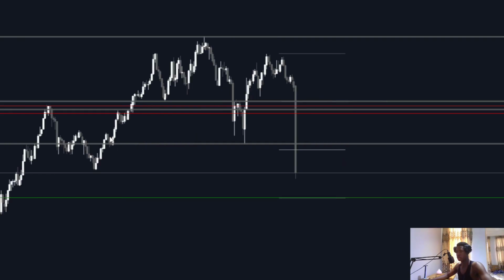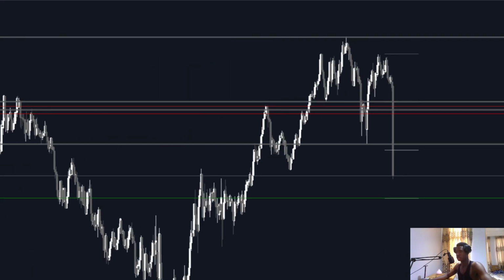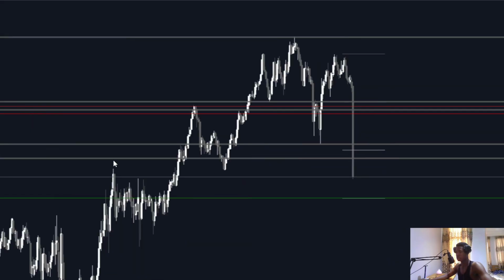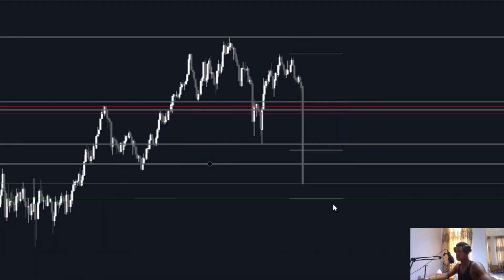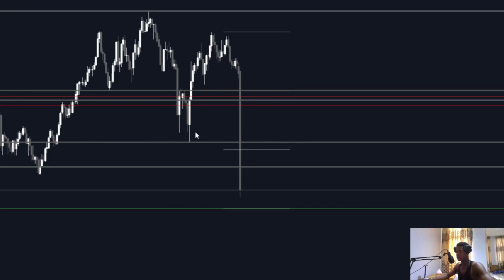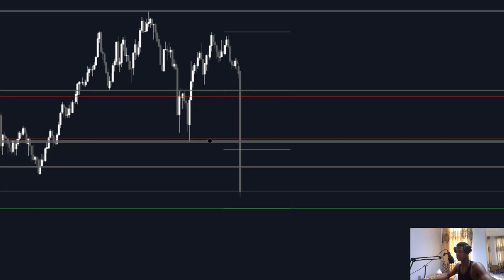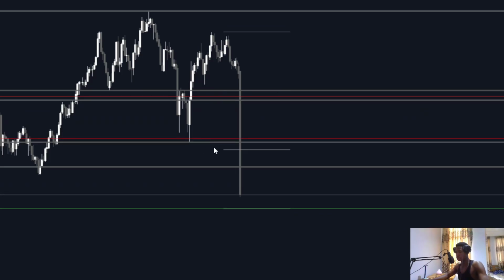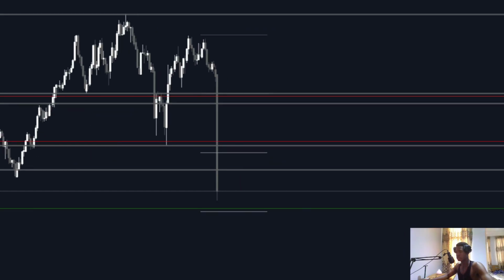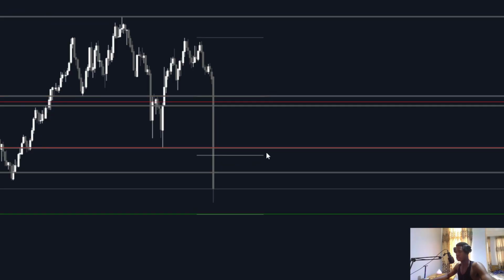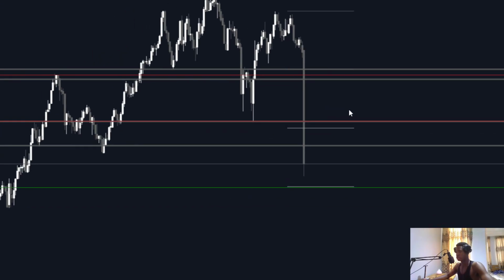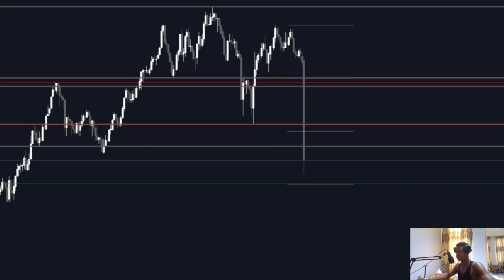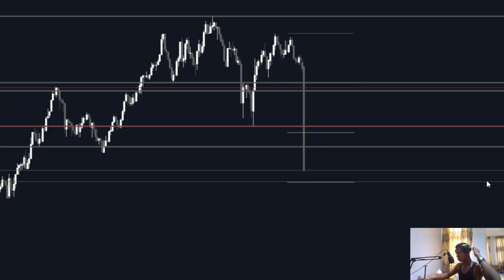So let me just draw out that level, which I said. Yeah, so at this level, let's just say right here, there were sellers. I like the fact that we're staying below that level. So I can most likely put my stops to this level too. Yeah, so my stops is at this level. I know there are sellers, so we're gonna keep pushing.